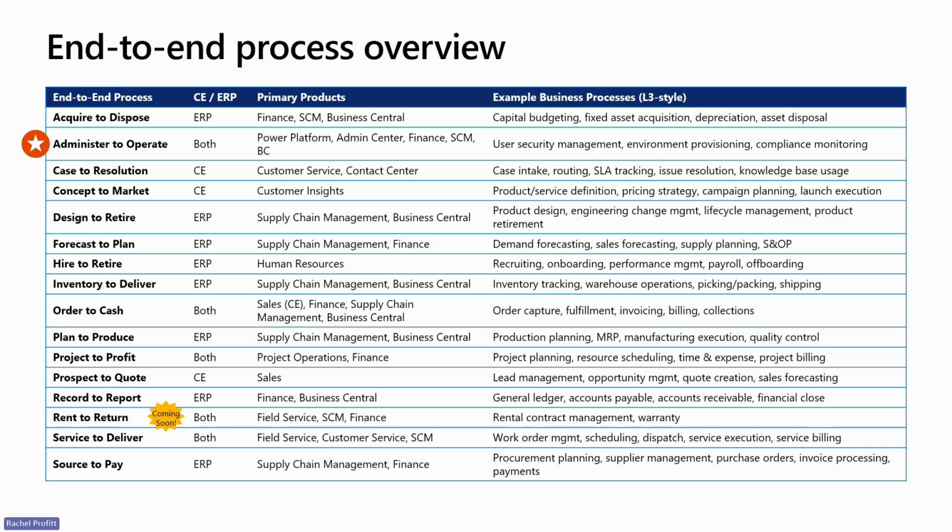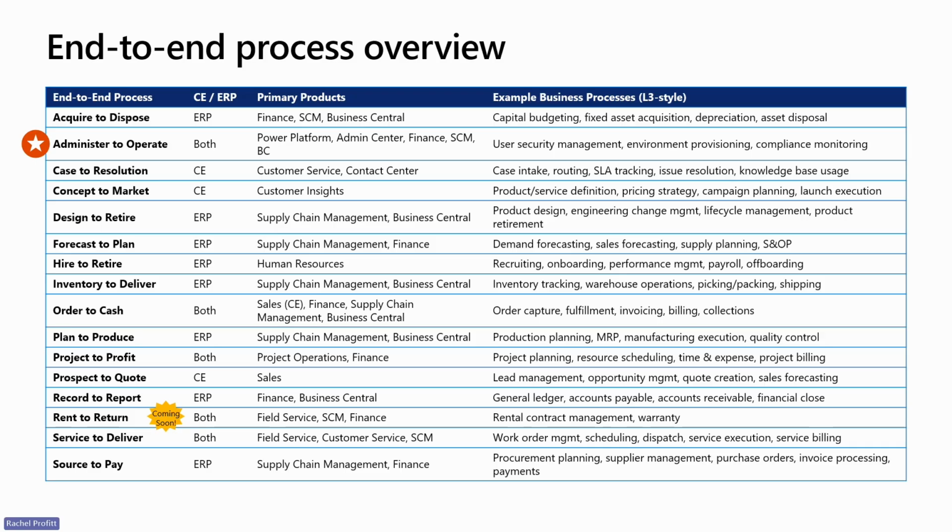The purpose of this table is not to walk through each one individually, but to orient you to the overall landscape. Each end-to-end process can apply to customer engagement, ERP, or both. So this is not an ERP-only framework. It spans the full Dynamics 365 stack and beyond into Azure and our Microsoft 365 products. You'll also see the primary products associated to each process in this table. This helps you start to connect the business view to the actual solution architecture.